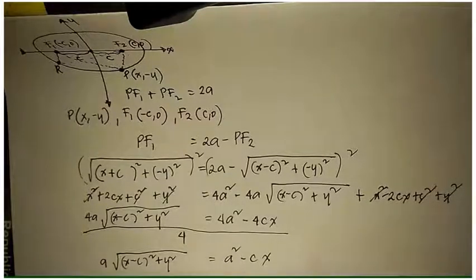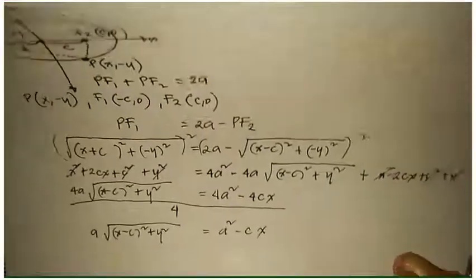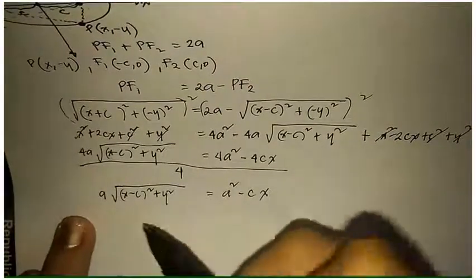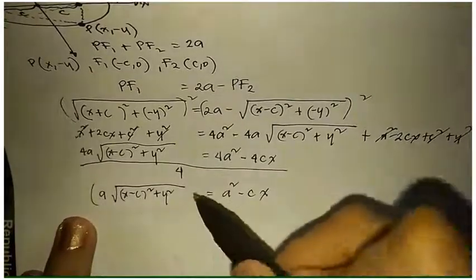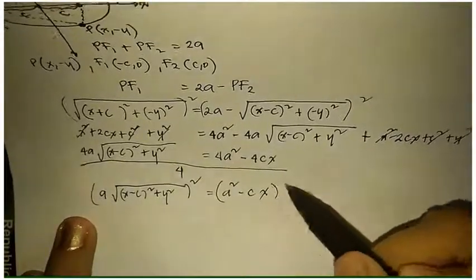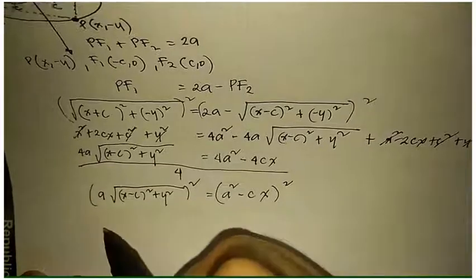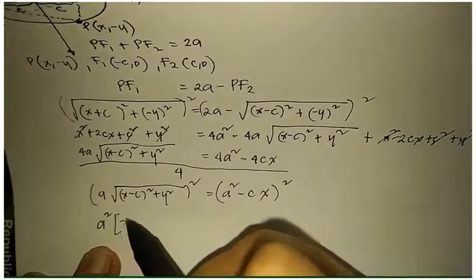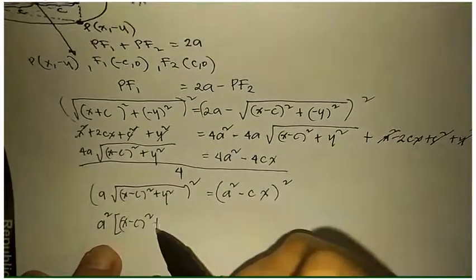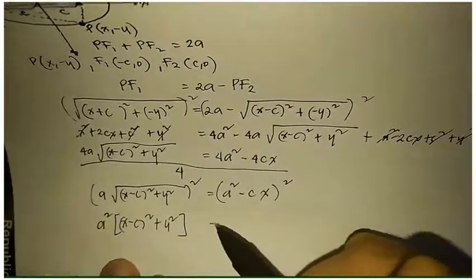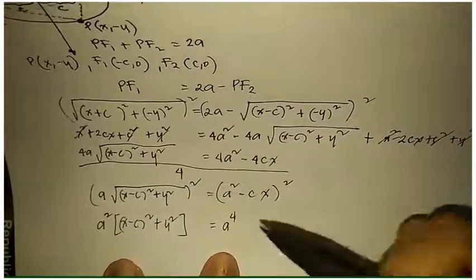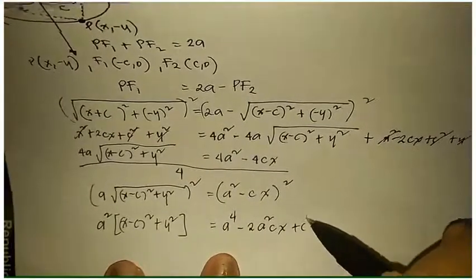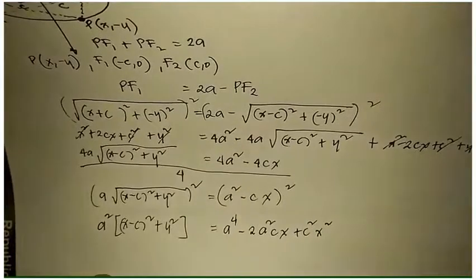Moving forward, let me move this up. Alright, so from here, we can now remove the radical sign by squaring both sides of our equation. So we have here a squared, and this becomes x minus c quantity squared plus y squared. Okay, and this one becomes a raised to 4 minus 2a squared cx plus c squared x squared.